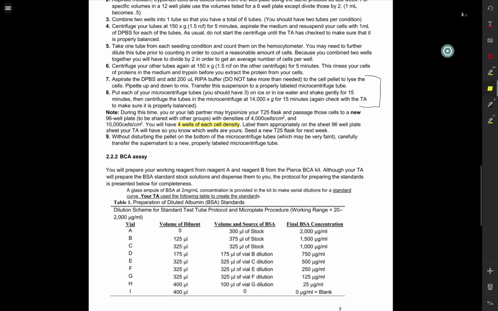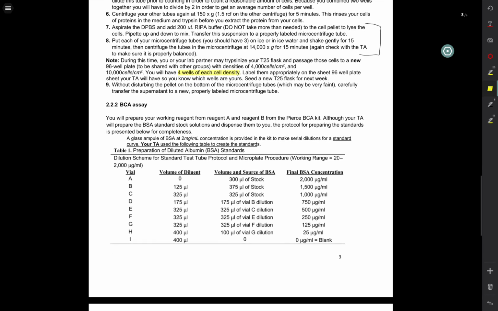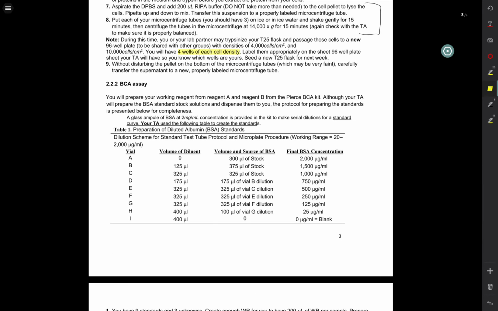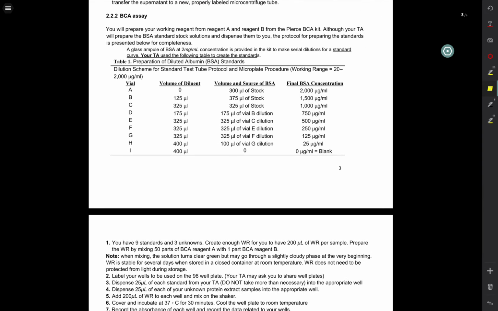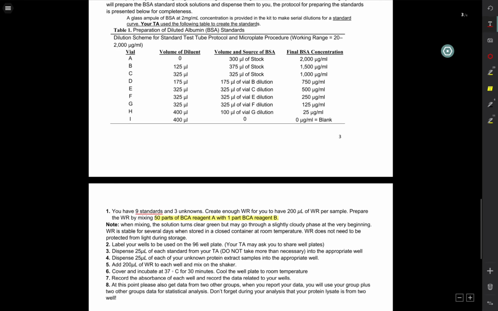In the second part of the protocol, you're going to be actually preparing the working reagent itself. This is pretty straightforward. Just keep in mind that it's a 50-to-1 ratio. One thing is, you don't actually need to be preparing any working reagent for the standards. Instead, we decided in the TA meeting that your TAs will be making 1 standard per section. So you only need to make enough working reagent for your 3 unknowns.